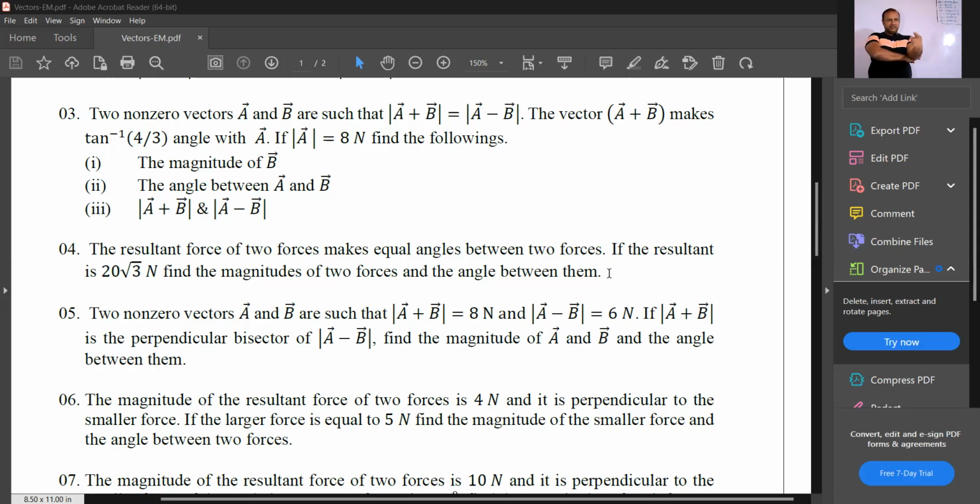But the second data, the vector A plus B, means that the diagonal makes an angle equal to tan inverse 4 over 3. Tan value 4 over 3. Then that should be a rectangle, because if it is a square, the diagonal should make 45 degrees, no? Therefore, it should be a rectangle.